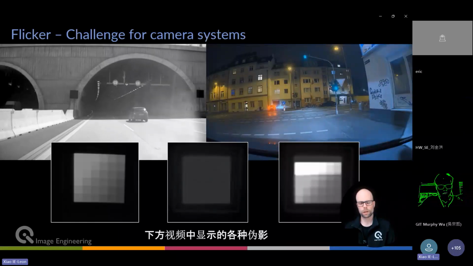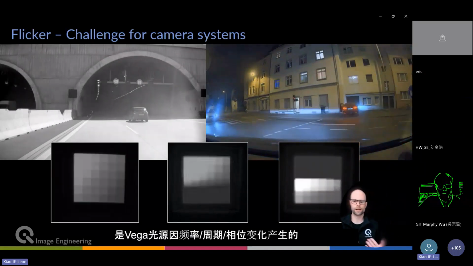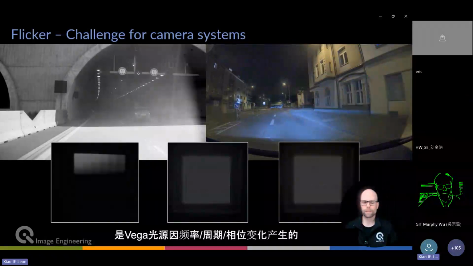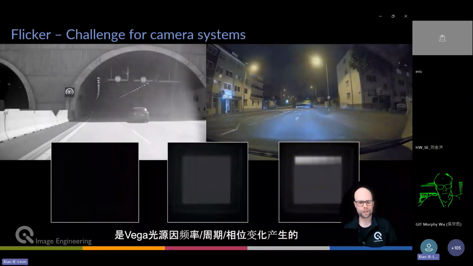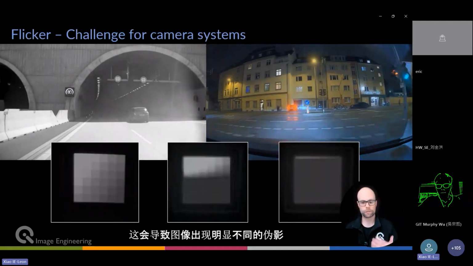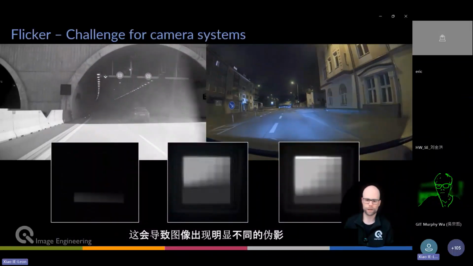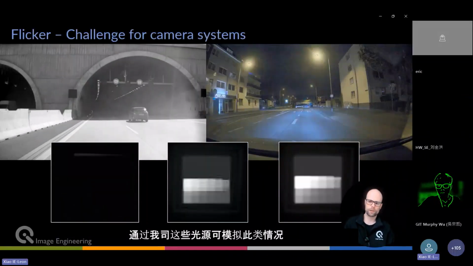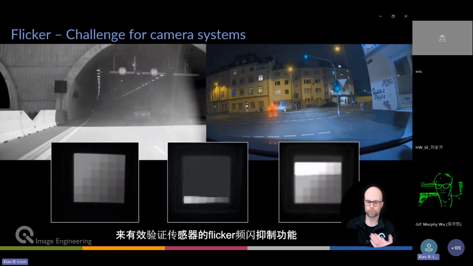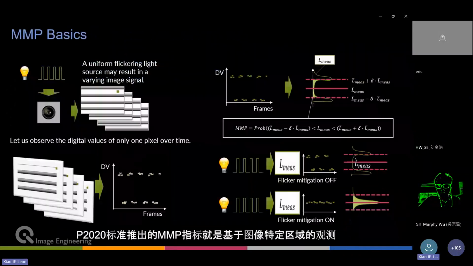You see these videos in the lower part where you have these different artifacts. That is actually the Vega light source creating different frequencies, duty cycles and phases, and that can cause quite different artifacts in the image. So with these light sources, you can create these and really check whether flicker mitigation in the sensor actually works. In P2020, you see the metric of MMP for that.